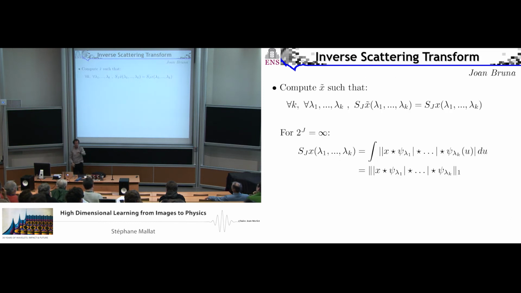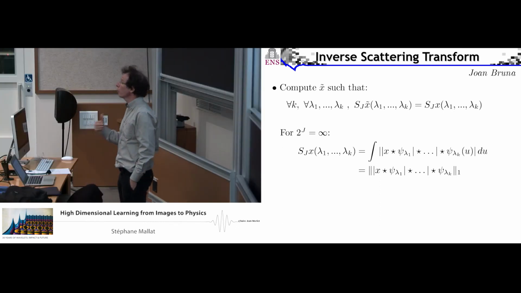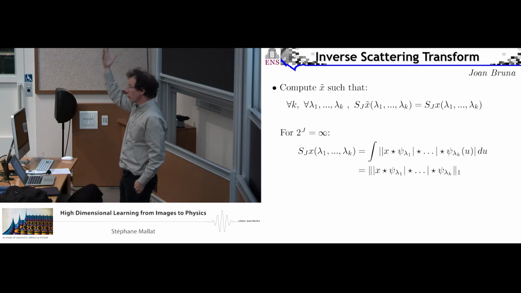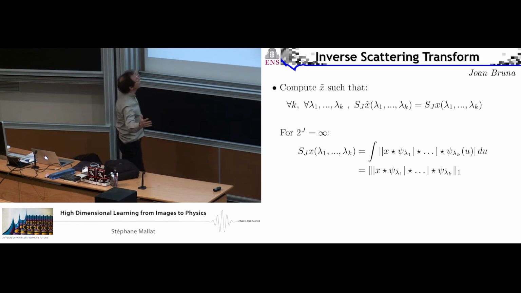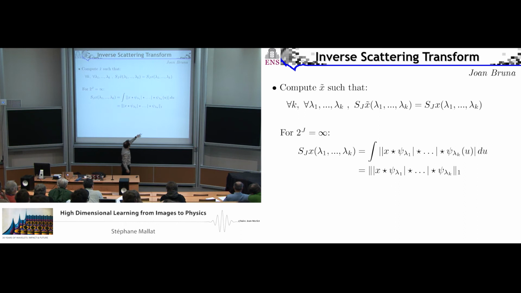Okay, how much information do you lose? You are building invariants. Are you losing a little bit, a lot of information? This is a question that we don't understand well mathematically at all, but you can still try to do an inversion. You begin with a transform and try to reconstruct a signal that has the same transform. If you do it with 2 to the j equals infinity, which we'll do, it's about reconstructing a function from a bunch of L1 norms. Can you reconstruct this function?